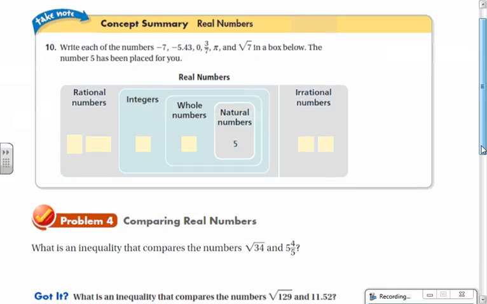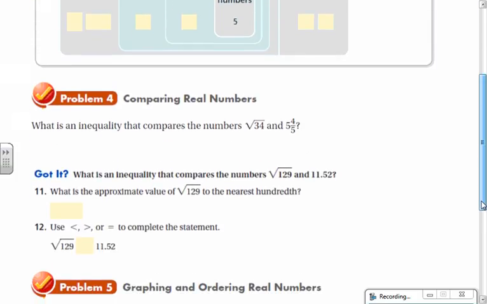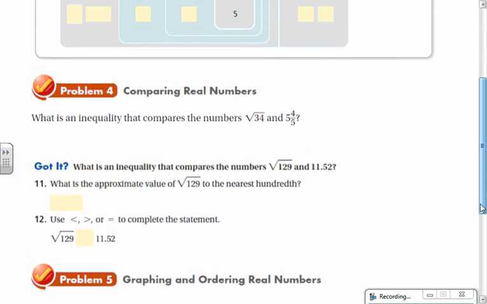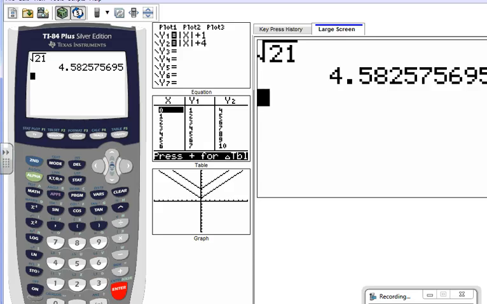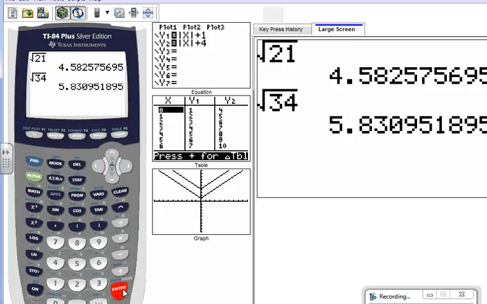The last thing we're going to do here is talk about comparing real numbers. And in this, we're just going to try and figure out which number is greater. And I think we're going to use our calculator to help us do that. So we're going to change them both into decimals. So on my calculator, I want to do the square root of 34 and 5 4/5. The square root of 34 is that number.